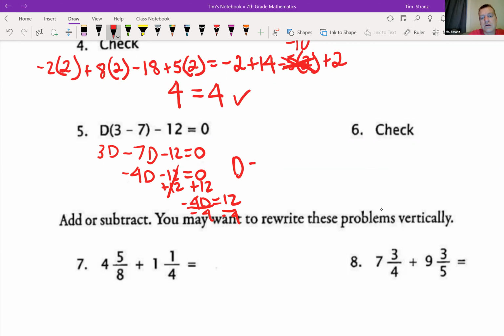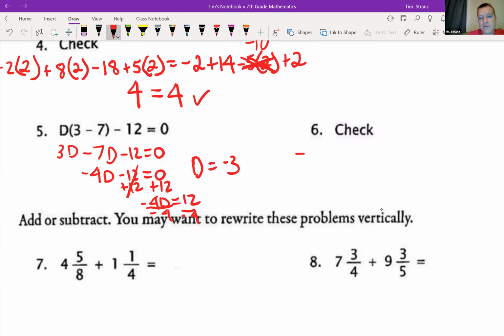D is negative 3. All right, if I need to check my work, I'm going to put that in. So negative 3, 3 minus 7 minus 12 equals 0. So 3 minus 7 in the parentheses is negative 4. Negative 4 times a negative 3 is a positive 12. And then 12 minus 12 is 0, so you know that you're correct.